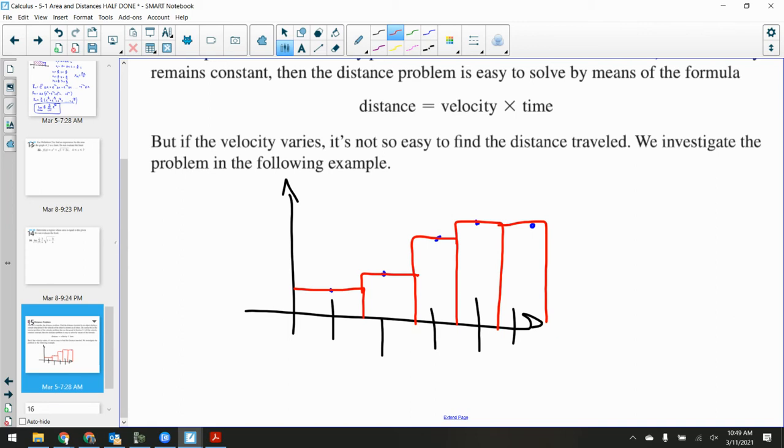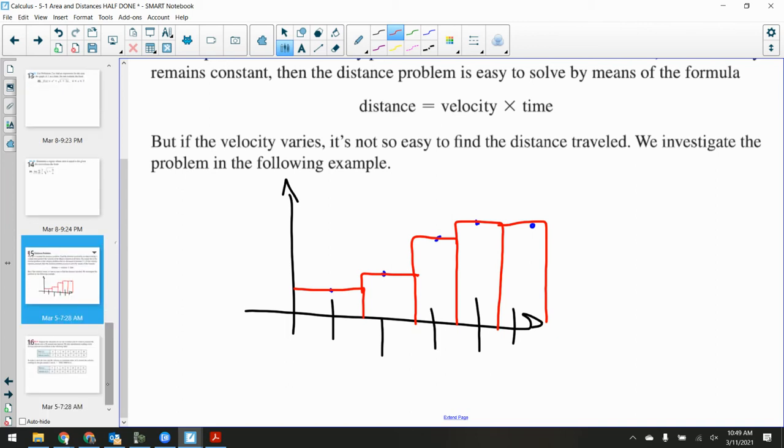So what we're connecting here is area and the antiderivative, because we know position is the antiderivative of velocity, right? I'm connecting the antiderivative to area underneath the curve, because that's truly what that is. Total area underneath the curve is actually the total distance traveled.